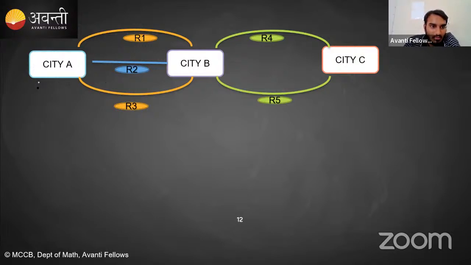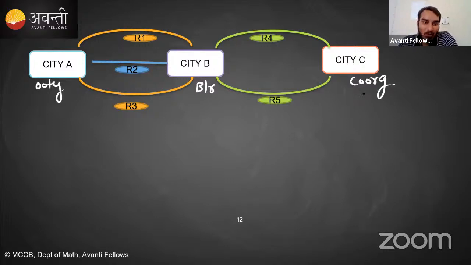Was this Ooty, Bangalore, and Kurg? Okay, chalo, so it is clear. Now, if a person decides to go with route 1 from city A to city B, then from city B to city C, that person can go with route 4 or 5.